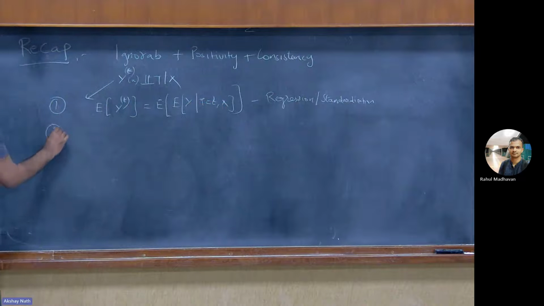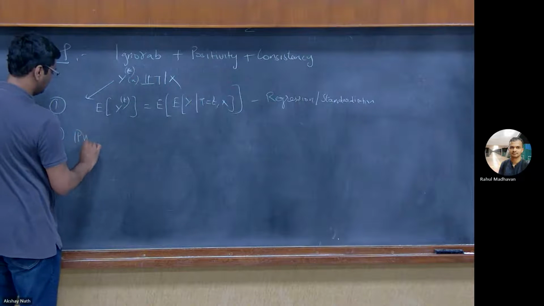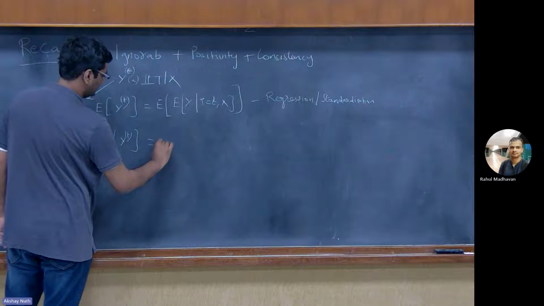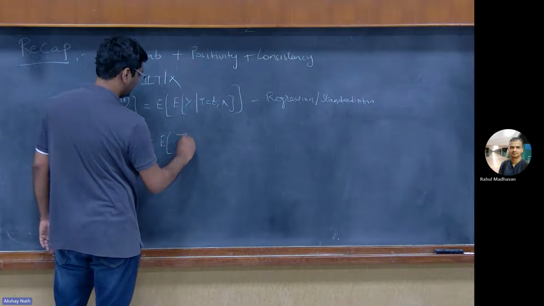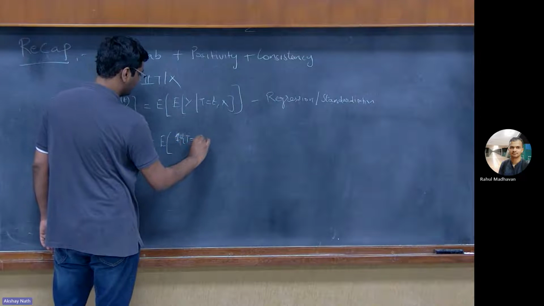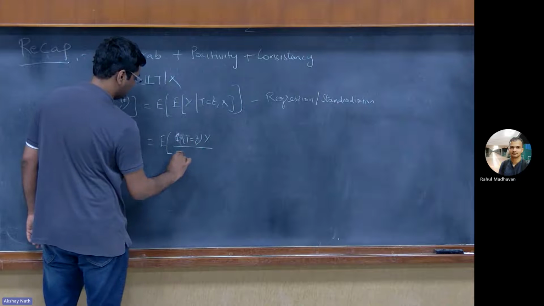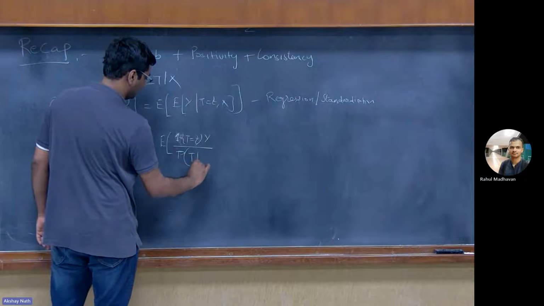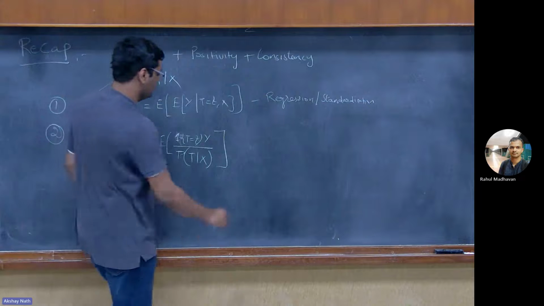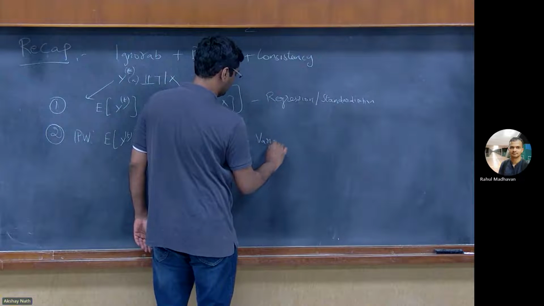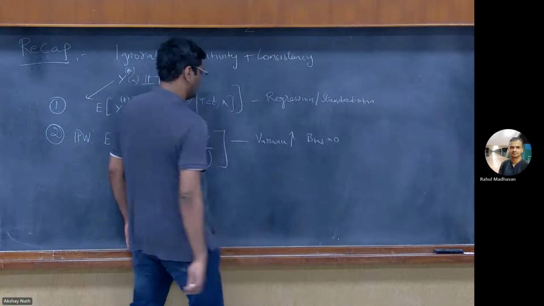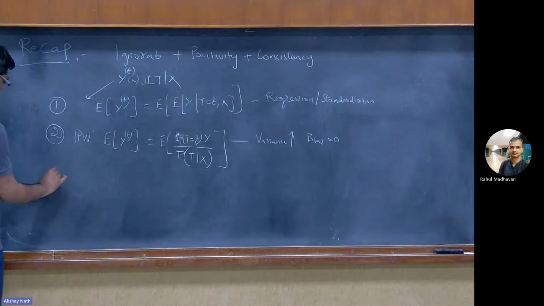Now the second estimator was importance sampling based. Here, what we said was the potential outcome is nothing but the expected value of the indicator that T is equal to small t times Y divided by the probability of T given X. I'm assuming binary treatment. So this is our second estimate. We said variance is high, bias 0.